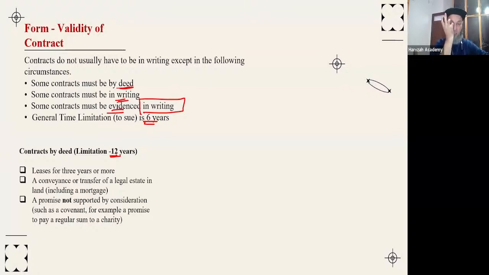If it is less than 1 year agreement, then no need of a deed. If it is a lease for 3 years or more, then it has to be in the form of a deed. Conveyance or transfer of legal estate in land or a mortgage.